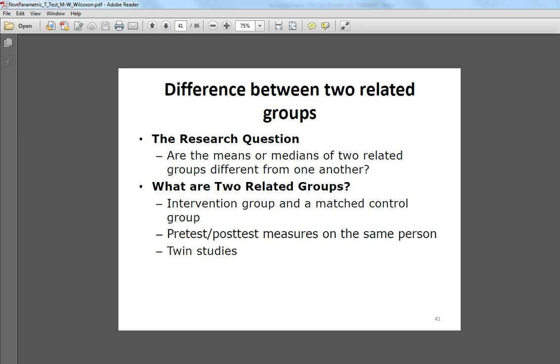Are the means or medians of two related groups different from one another? That's the research question when you do your paired t-test. What are two related groups? Well, number one, intervention group and a match control group.